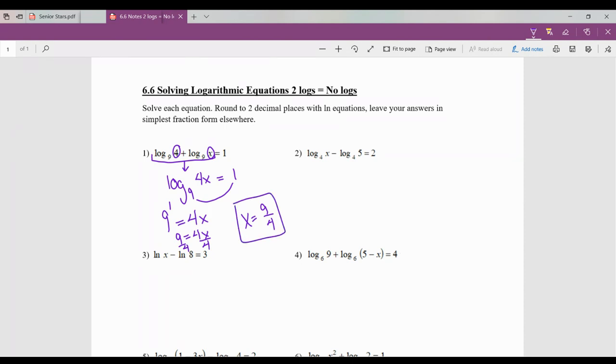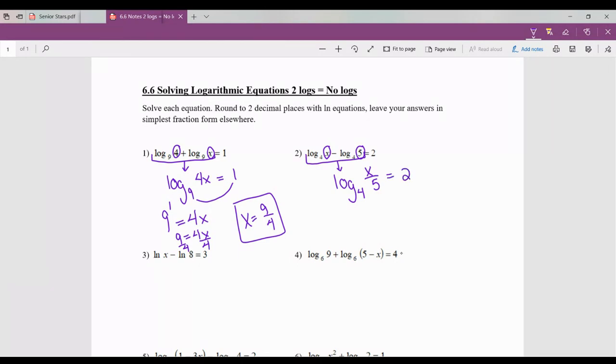All right, for the next one, same idea. I've got two logs, so I want to make that one log. I'm going to do log base 4. Then I'm going to take this x and this 5, and because it's subtraction this time, I'm going to divide them. So it's going to be x divided by 5 equals 2.